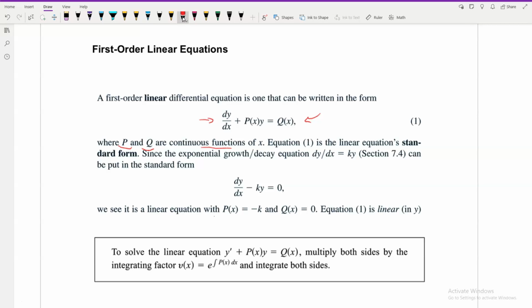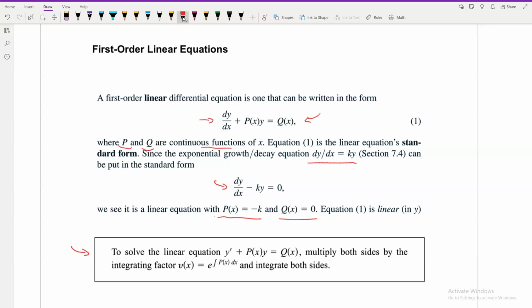Since the exponential growth decay equation dy over dx equal to k times y can be put in the standard form, which is dy over dx minus k times y equal to 0, it is a linear equation with p of x equal to negative k and q of x equal to 0. The equation 1 is linear in y.